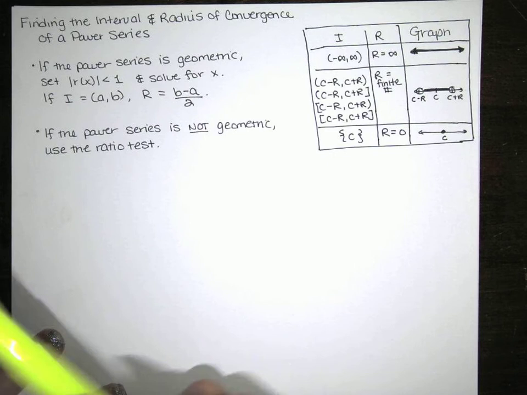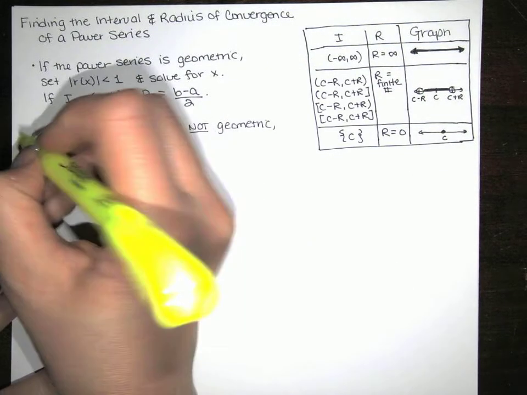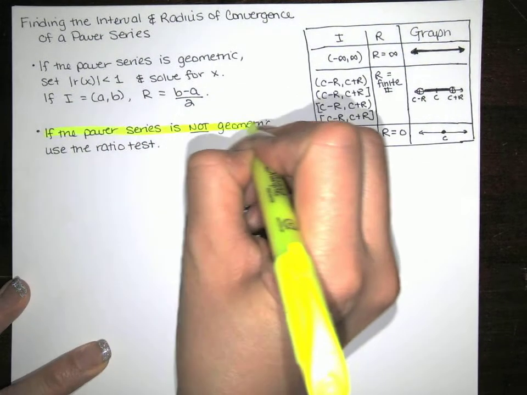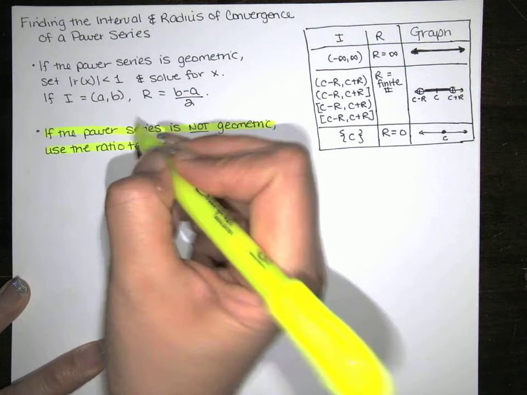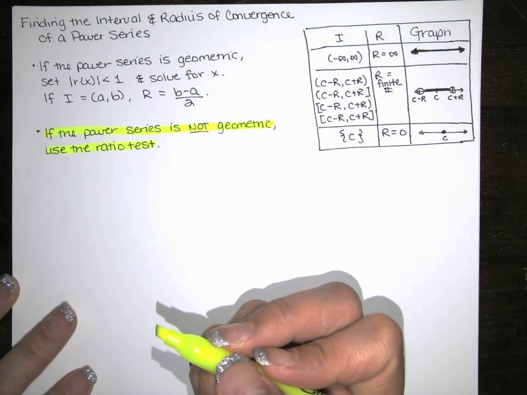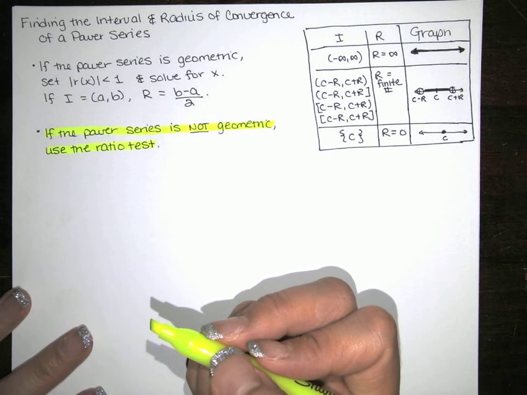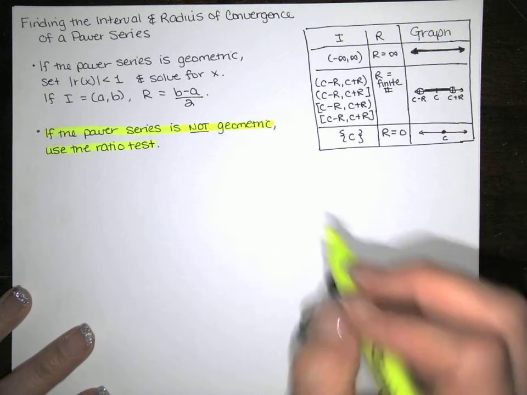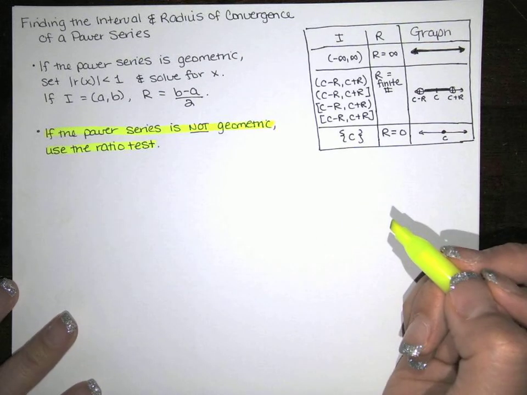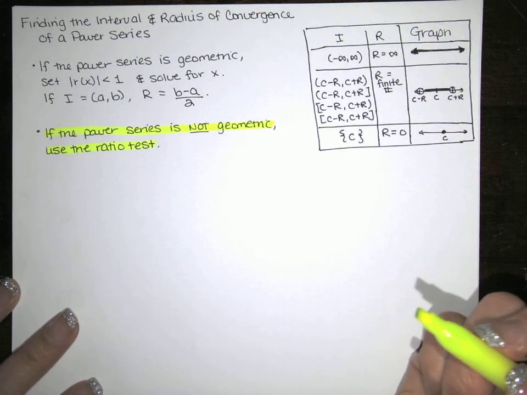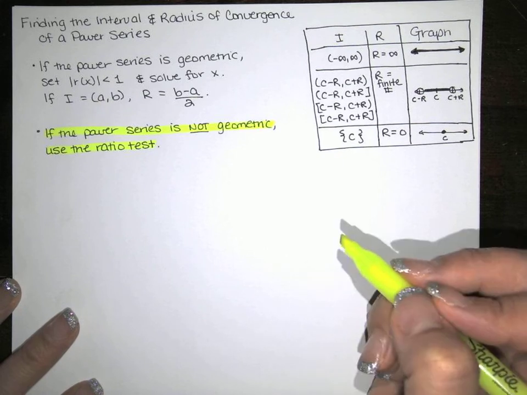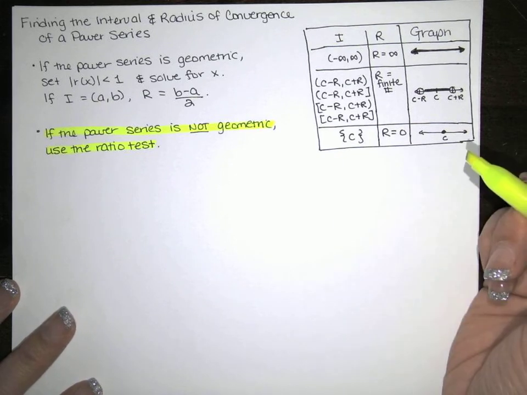Now, if it's not geometric, we have to use the ratio test, and that's really what this video is about. We're going to go through some examples of using the ratio test to find the interval and radius of convergence of a power series. I also wanted to remind you of this fact that we talked about at the end of the last video. The interval of convergence is going to come in one of these three forms.